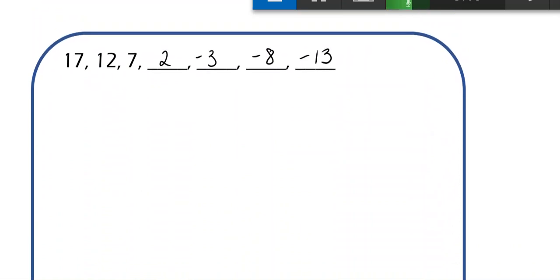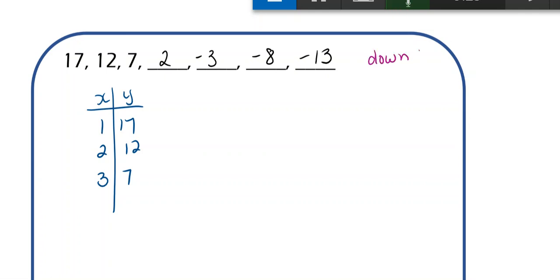All right, the last one that we did, and I said this one was kind of interesting because this was one of the first ones that went down. So my first number is 17, second is 12, third is 7. We've identified that this one is going down by 5. So the way we show going down is it's going to be a -5x instead of a +5x. So that coefficient on the x is going to tell you if it's increasing or decreasing. But past that, we do everything the same.